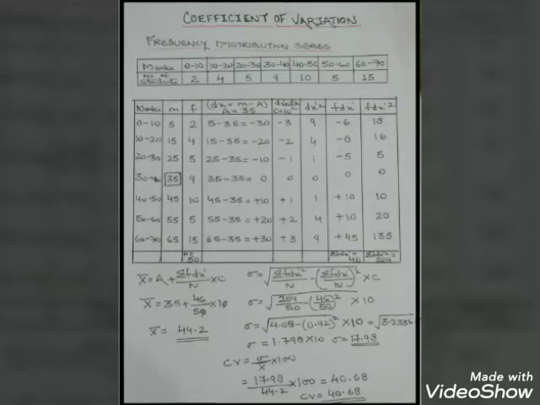So children, now what you will be doing? In the f dx, all the negative values will be added together, positive values will be added together, and then they will be subtracted. When you did this, you get sigma f dx as 46. And when you add up f dx square, you get sigma f dx square as 204.